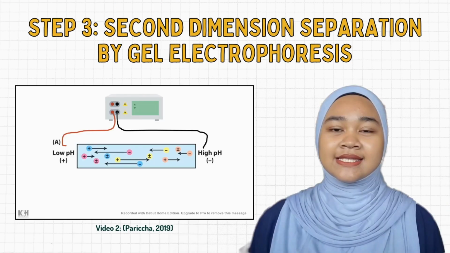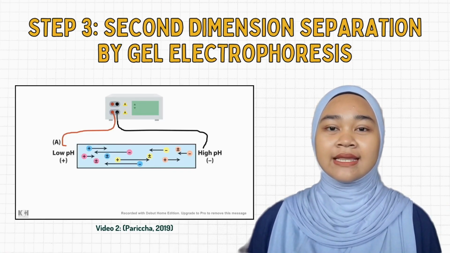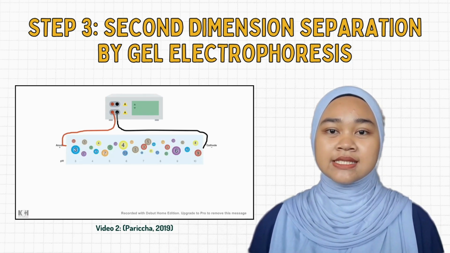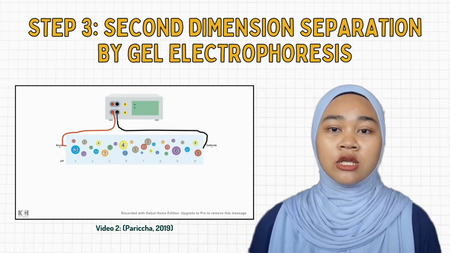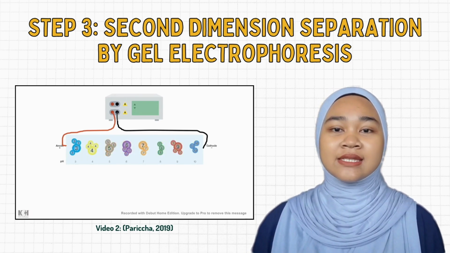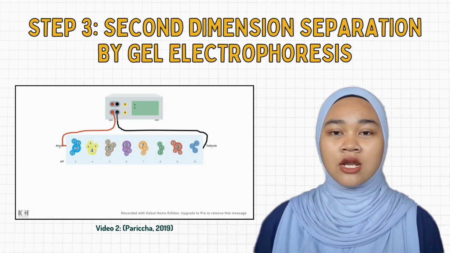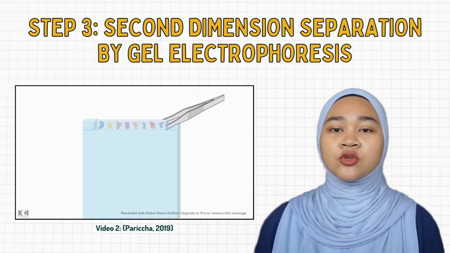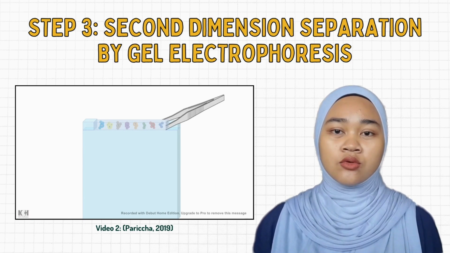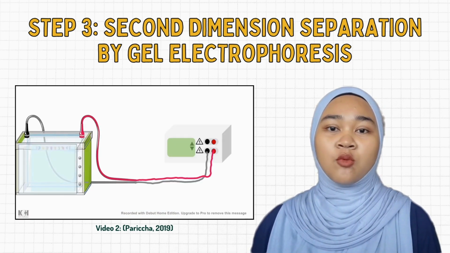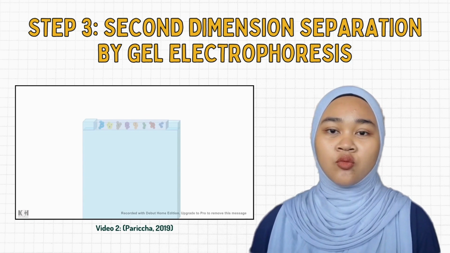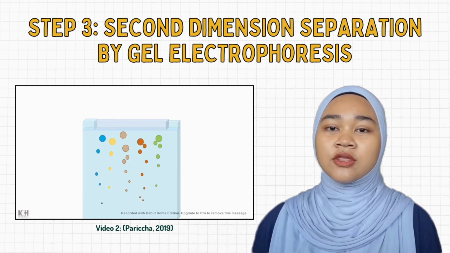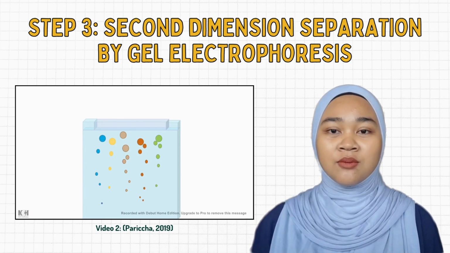The third step is second dimension separation by gel electrophoresis. Gel electrophoresis further separates proteins based on their size, which is their molecular weight, when an electric current is applied. Sonagra and Dolaria 2022 stated that negatively charged molecules move toward the positive electrode, which is the anode, while positively charged molecules move toward the negative electrode, which is the cathode. Plus, smaller molecules migrate faster and further through the gel compared to bigger molecules.